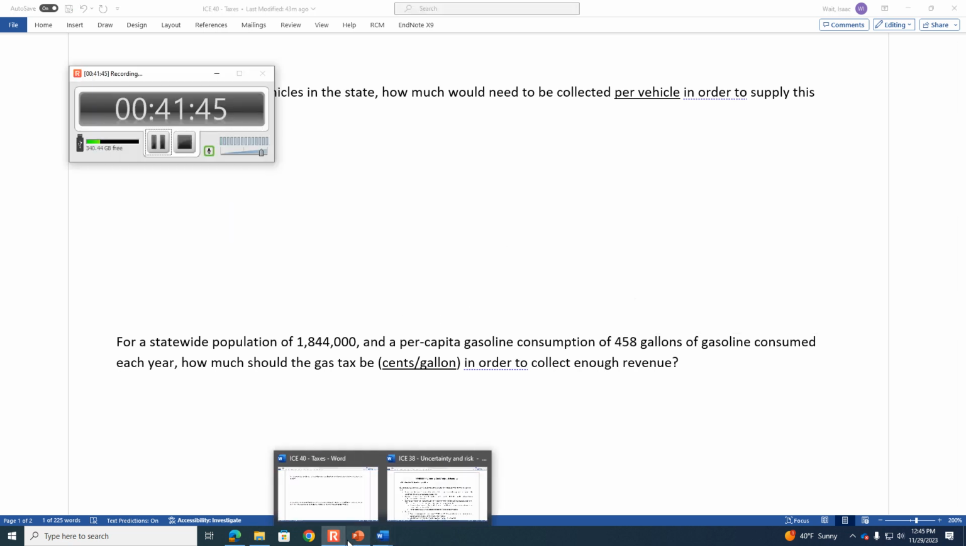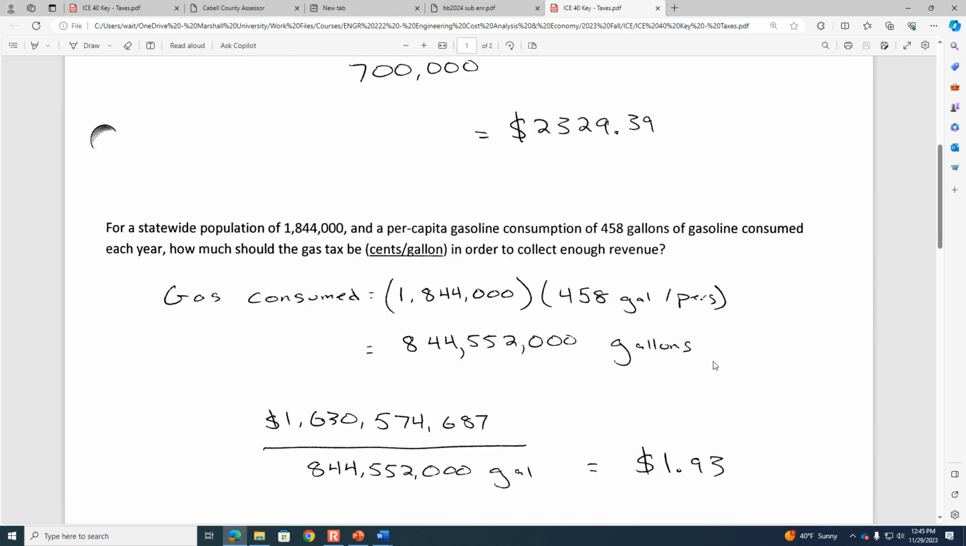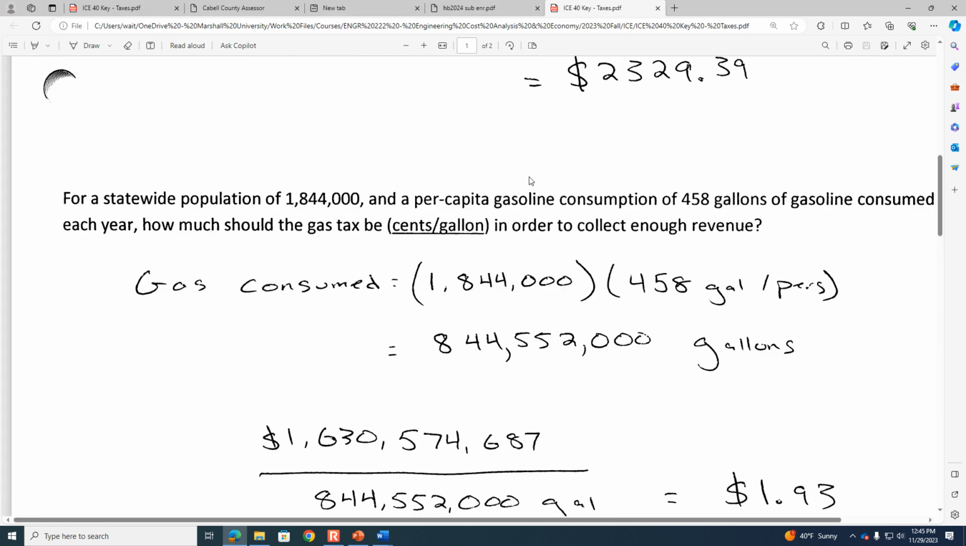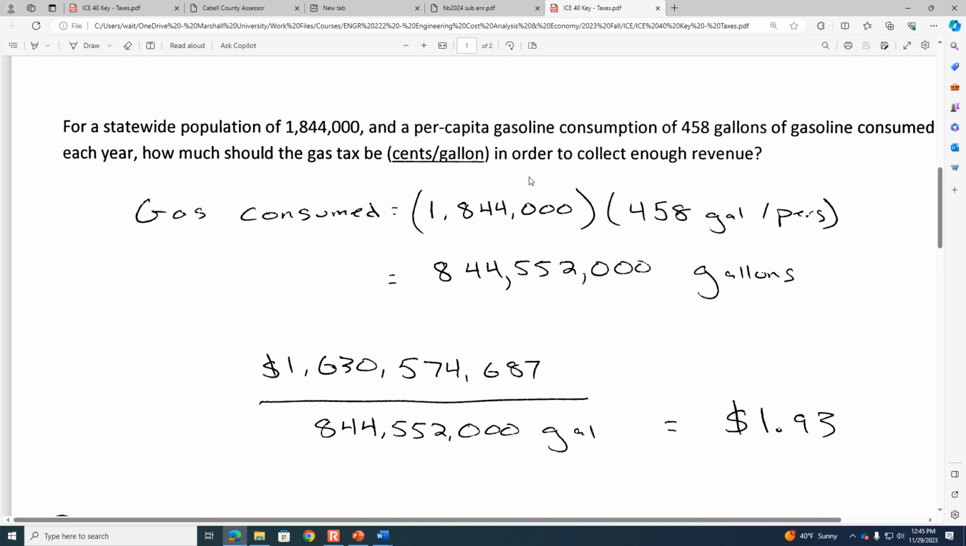So for this one, we have to calculate how many gallons of gasoline are being consumed. So it's 1,844,000 people, each of whom is using 458 gallons. Then statewide, it's 844 million gallons of gasoline per year being consumed. So what you do is you distribute that $1.6 billion over the 844 million gallons of gas. So the fuel tax would have to be $1.93 per gallon. And that's way more than we're actually paying.